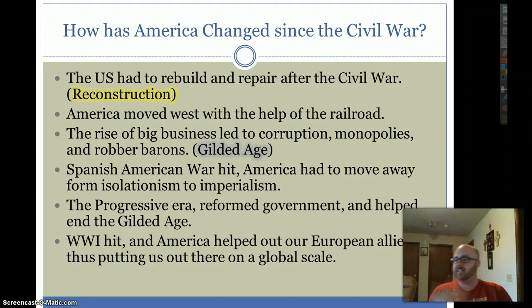Big debate: are we going to stay isolated? George Washington advocated isolation, and the Monroe Doctrine said Europe needs to stay away from us, and we'll stay away from you. But now, the Spanish-American War. The sinking of the Maine kind of blew up on its own, but we blamed Spain. Yellow journalism got everybody riled up and wanting to go to war.